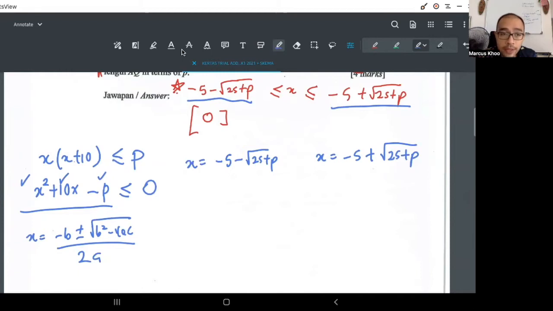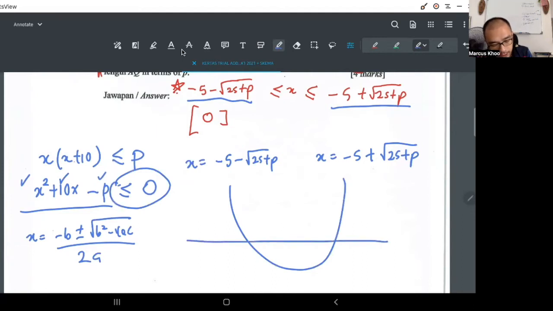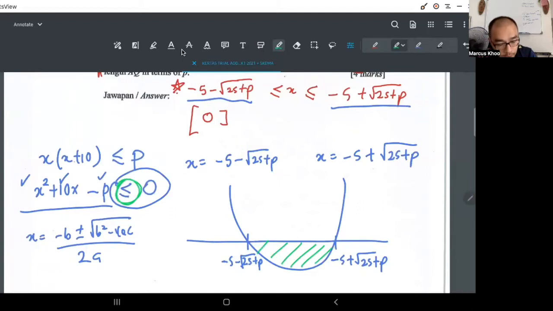So what happens after this is that if you are going to find the range, obviously you have to draw this. When you draw this, this is negative 5 minus square root 25 plus P, and then this one is negative 5 plus square root 25 plus P. Because we want less than, we shade below here. So our answer we will get is this: x is in between negative 5 minus square root 25 plus P to negative 5 plus square root 25 plus P.